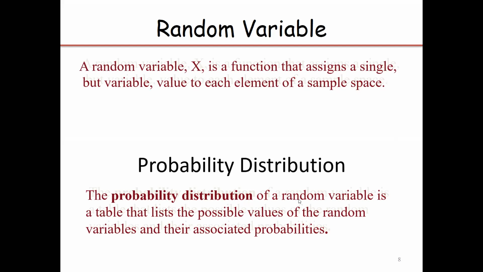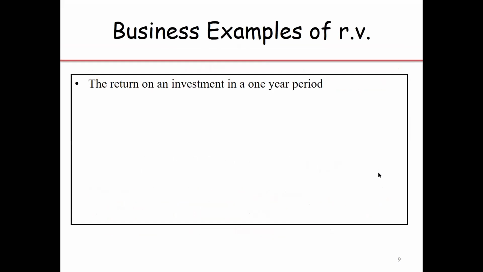And the probability distribution of a random variable is a table, if it is represented in a tabular form, that lists all possible values of the random variable and their associated probabilities. Here are some examples of the random variable. The return on an investment in a 1 year period is a random variable, because every investment has a different return. Suppose in 1 year we have 2000 investments, and every investment has a different return value. That is why we can say that it is a random variable.